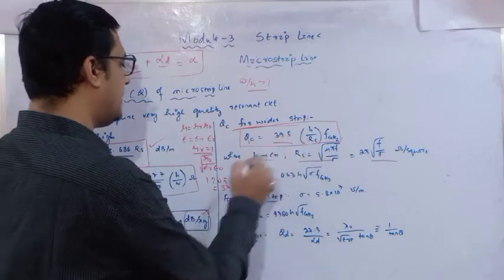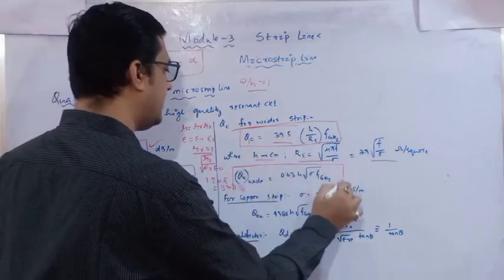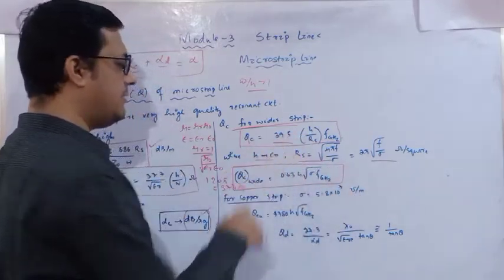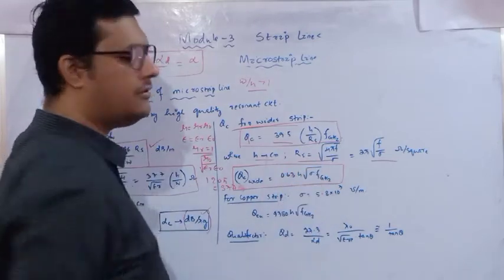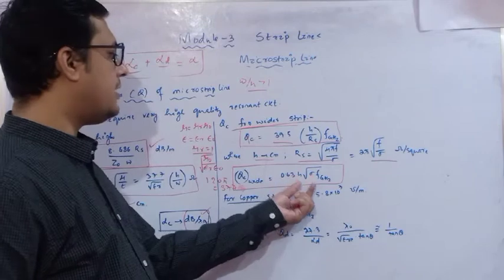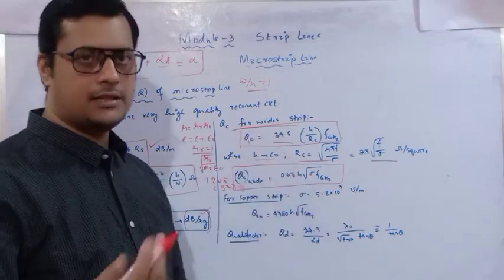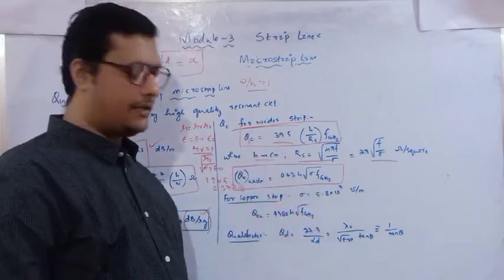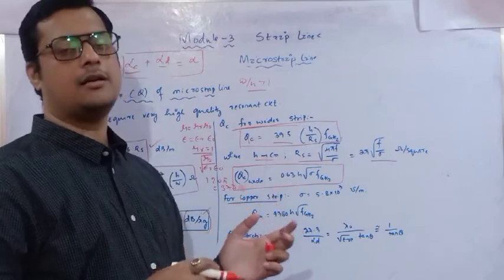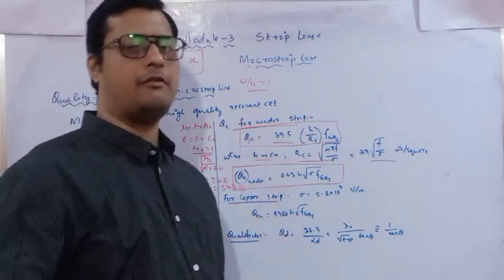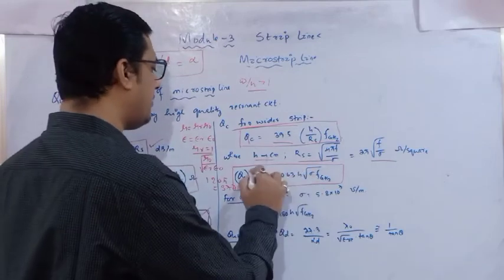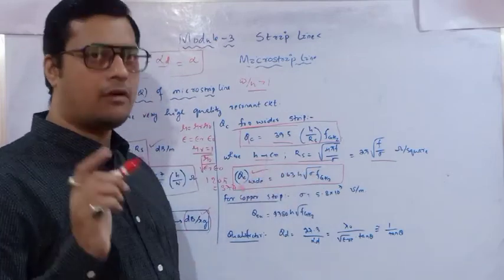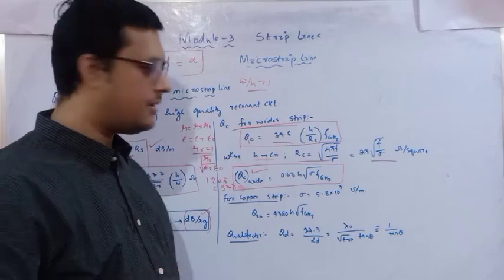Similarly, this can also be expressed as 0.63 H root over sigma into F. Root over sigma into F means if the sigma value is given, you can directly substitute here. Either the sigma value for copper, for aluminium, whatever good conductor is given, substitute the value here. You can directly identify the quality factor for the wider strip.